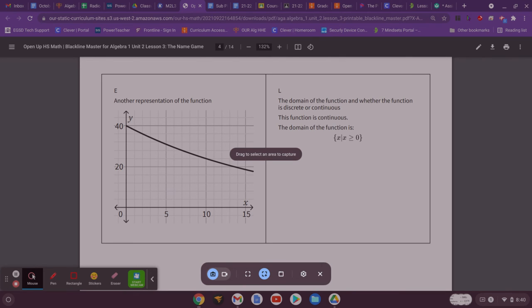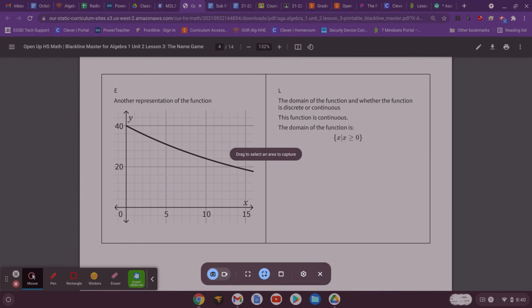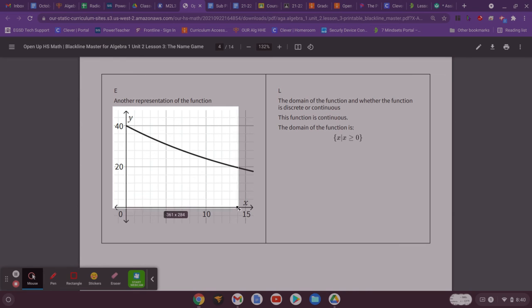I clicked on the page. Whoops. Okay. See. Oh, I'm not hitting save.